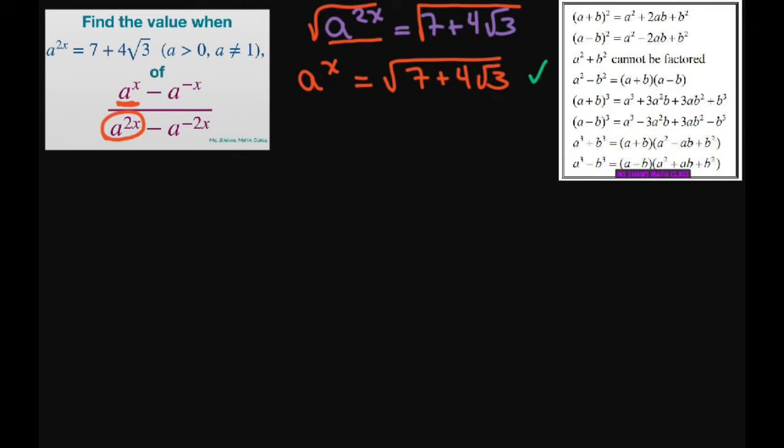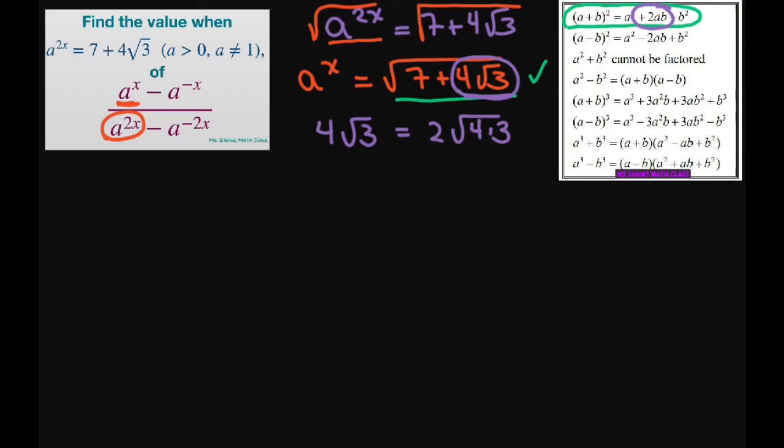Now this is going to be hard to deal with, this double square root. So what we're going to do is a little trick and make it look like a perfect square trinomial. I mainly am looking at this middle term here, 2ab, and I'm going to let this be my 2ab. So for this to be 2ab, I need to change this 4 to a 2. So I can write 4 square root of 3 as 2 times the square root of 4 times 3, because the square root of 4 is 2, and you'd bring it out. So these are equivalent.